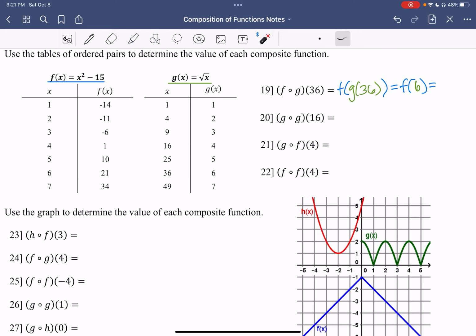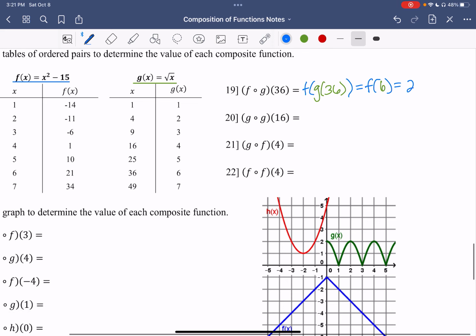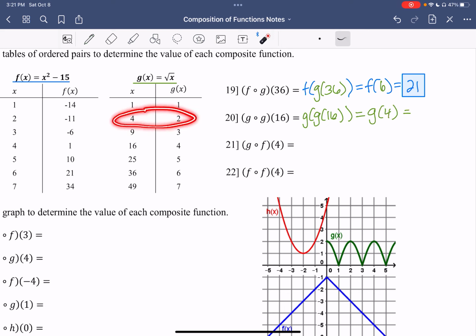And then you do it again. So now x is 6, but this time for the f table. So I'm going to go to the f table where x equals 6 and y is 21. And 21 is the final answer. Okay, let's do it again. Now we have g of g of 16. So this time we're not even going to look at the blue table. Okay, so go to where x is 16, you get y equals 4. And now you've got g of 4, so when x is 4, y is 2. And again, you're only looking at the green table.